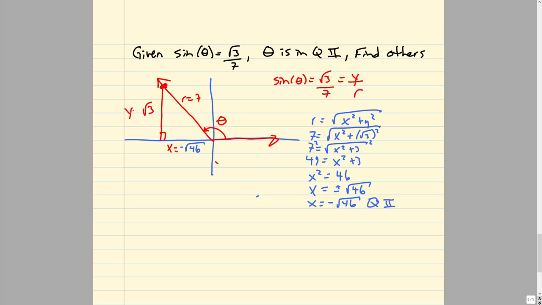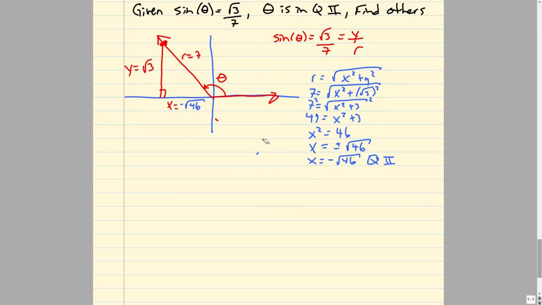So once I know this, I have it all. Again, my y was root 3, my r is 7, those were given, and then I determined that x was equal to negative square root of 46. So let's go ahead and write out all my trig functions. The sine of theta was given as the square root of 3/7. And because I know the square root of 3/7 is sine, I also know the reciprocal then is cosecant. So the cosecant of theta is 7/√3. And of course, we always rationalize the denominators, so I have 7√3/3.